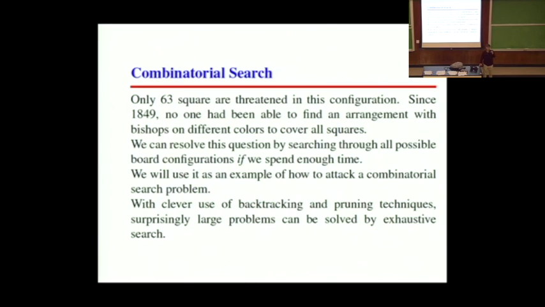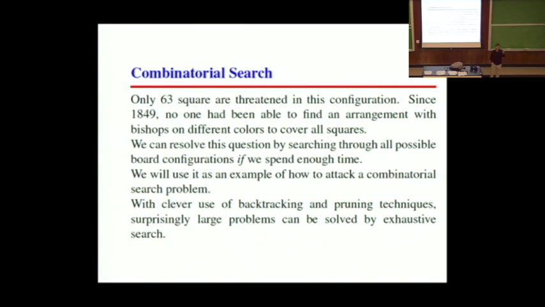Backtracking. Does everybody kind of get the idea that this is the kind of thing that backtracking was invented for? Out of all possible configurations, can we find a configuration such that all squares are threatened? Any questions about it?